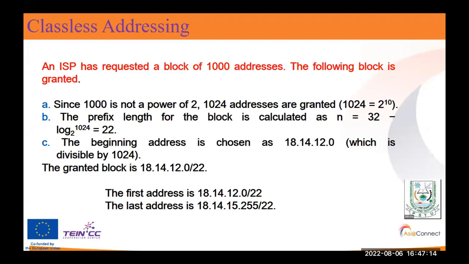So if any ISP provider wanted 1000 addresses, this will be the information about his block. If he chooses the block 18.14.12.0, you can choose another one, but you must follow these three rules. Okay, is there any question? Okay, so classless addressing, I think we can understand this one.